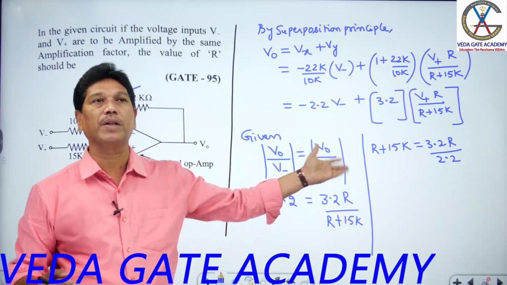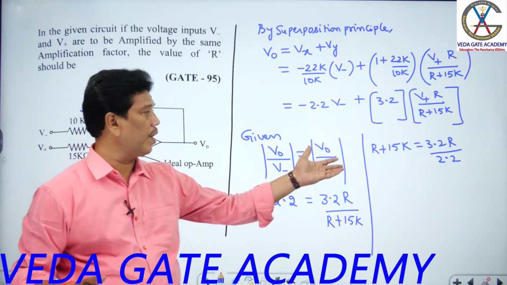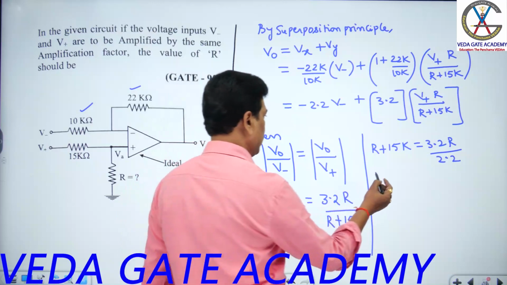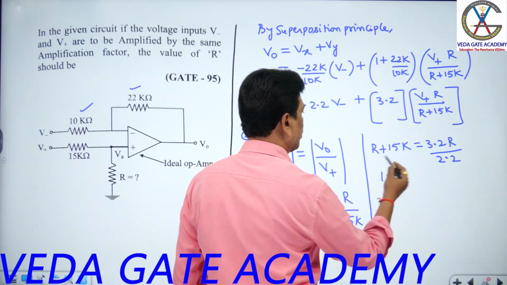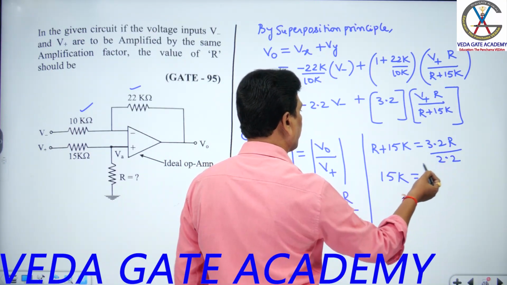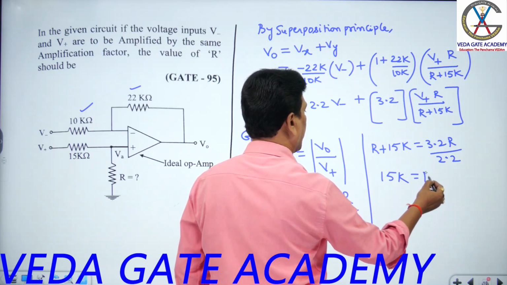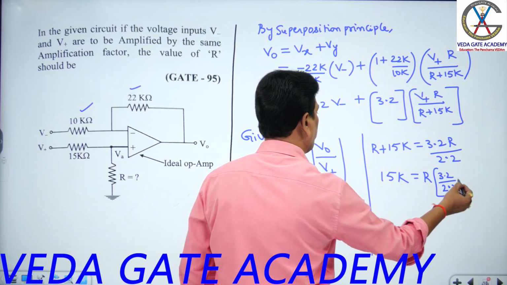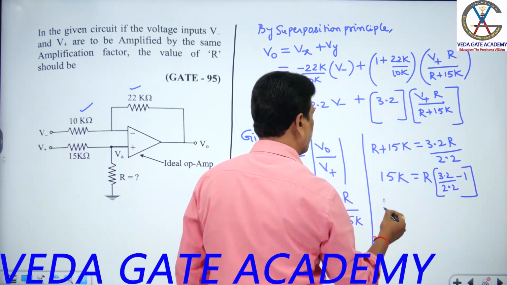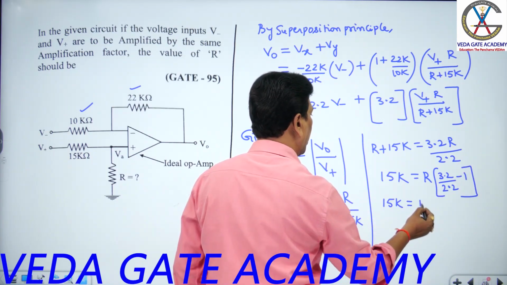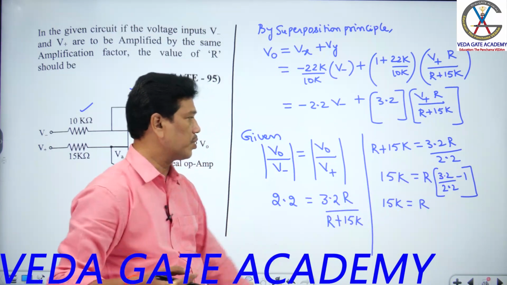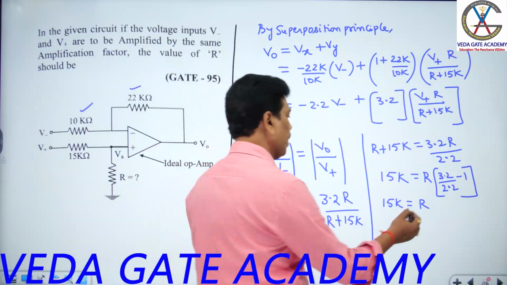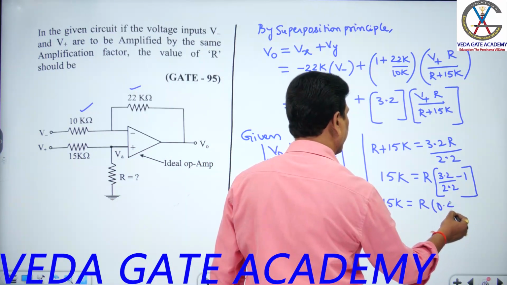So now I can minimize this. If I minimize that, I can get the value of R. 15K equals, take out that side, R common, 3.2 divided by 2.2 minus 1. So 15K equals R into, if I take the LCM, you may get 0.45. So R into 0.45.